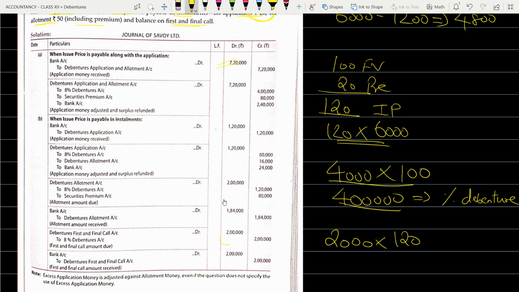Will it be 2,40,000 rupees? Sorry, will it be an amount of how much? 12 twos are 24, so 24,000 rupees or 2,40,000 rupees? What will be the amount? When you multiply this amount, what you'll get? 2,40,000, right?